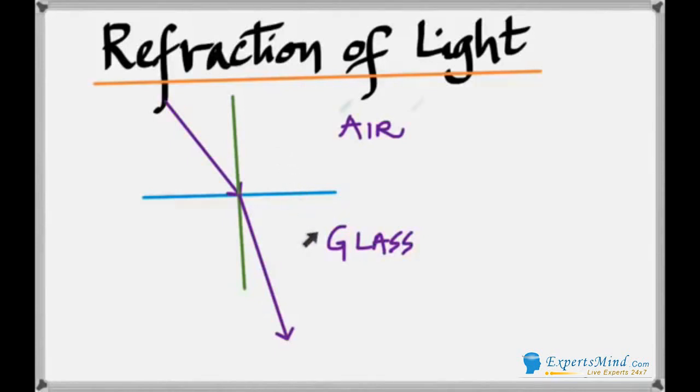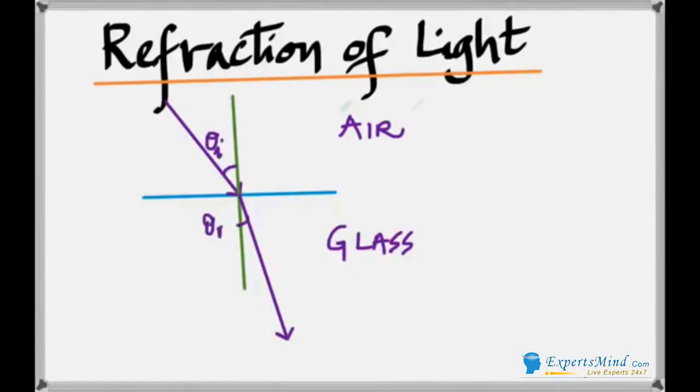But what if it was going the other way? It would bend away from the normal. So that's another point to be noticed. If it goes from less dense to more dense, it goes towards the normal. If it goes from more dense to less dense, away. Didn't I say that everything in light is reversible? So if the light ray had been going from glass into air, you can easily understand it would go away.